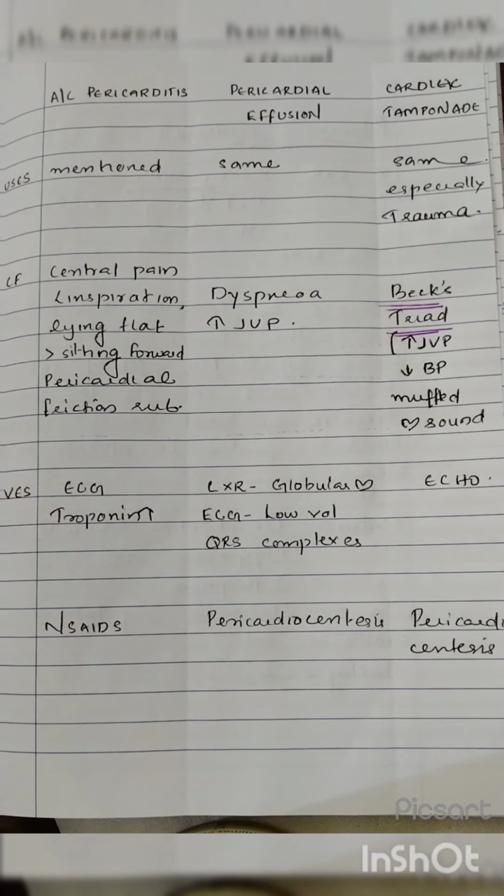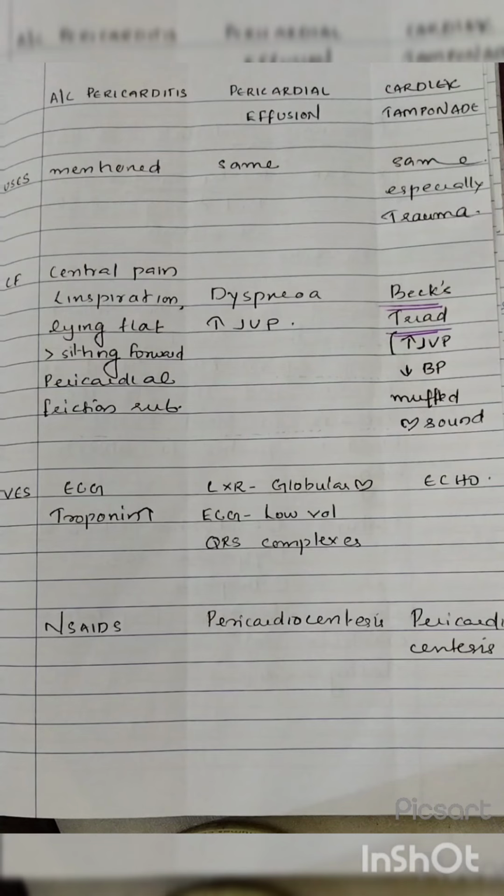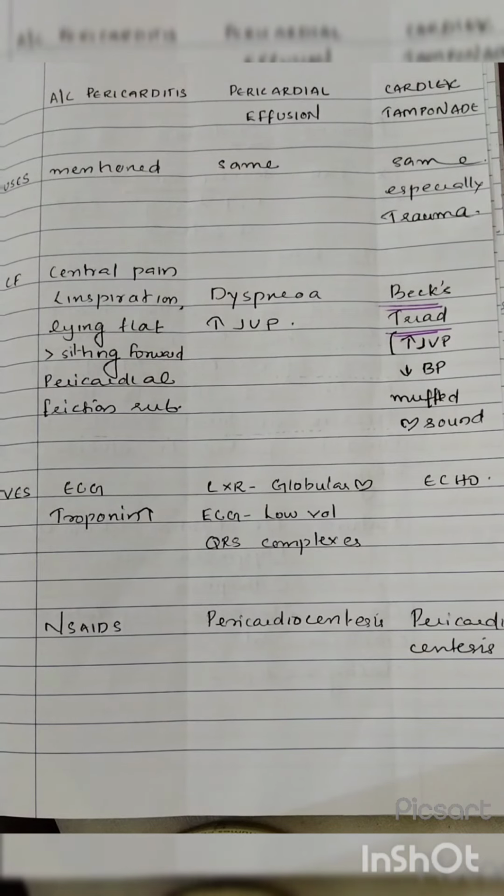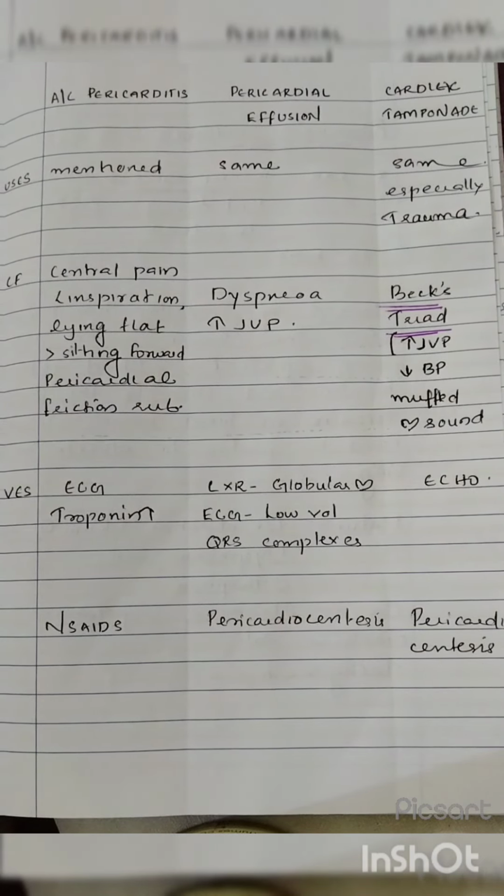Now investigations. For acute pericarditis, ECG changes will be there and troponin will be increased. For pericardial effusion, on chest X-ray there will be a globular heart, and ECG changes, low voltage QRS complexes can be seen on the ECG. For cardiac tamponade, you should check the echo. Treatment: for acute pericarditis, analgesia should be given, and for pericardial effusion, pericardiocentesis should be done, and the same for cardiac tamponade.